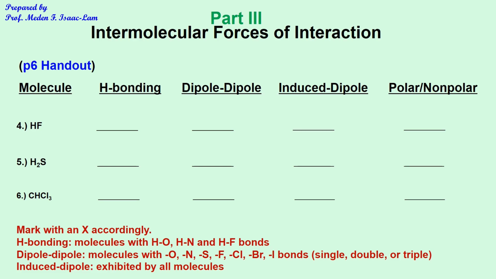For HF, yes, because there's an HF bond. Dipole-dipole, yes. So for number 4, you will check all three, H bonding through induced dipole. Therefore, this is also polar because the molecule is not symmetrical. Fluorine is pulling the bond towards itself because it's attracting the electrons towards itself. Okay? So number 5, H2S, all right, refer back to water.